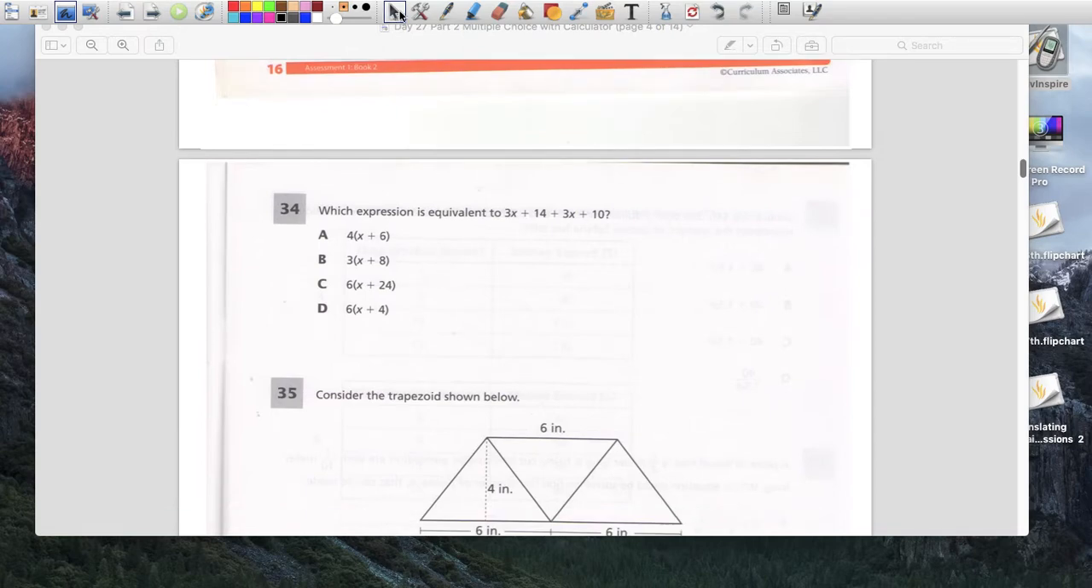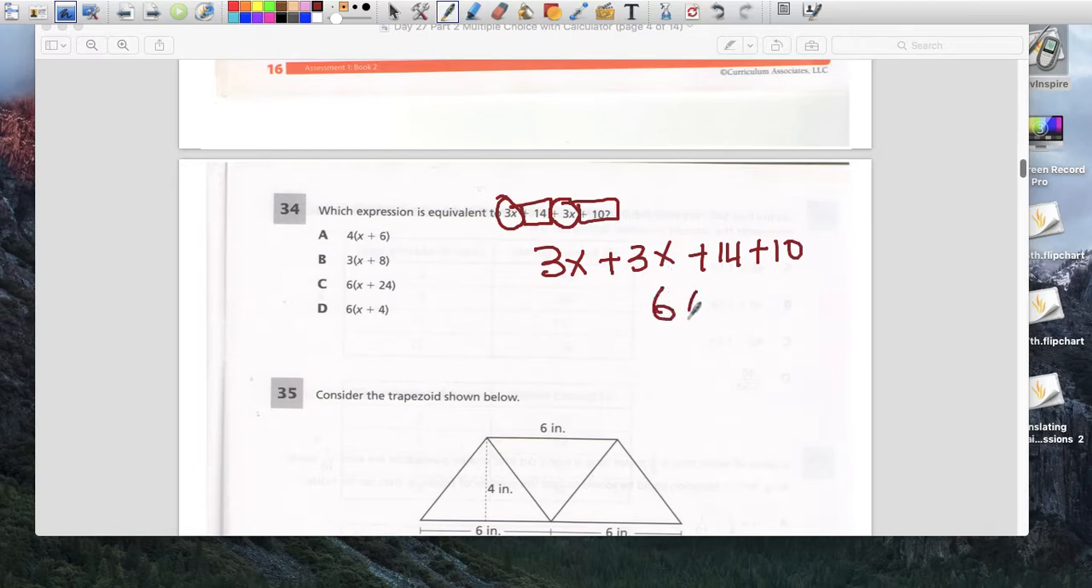34, which expression is equivalent? So let's see, what I can do here to make this expression a little smaller is combine like terms. So I have 3x, 3x. Remember, circle the 3x with the sign preceding it, and then 14 and 10. So I can put the like terms together, and then combine them. So 3x plus 3x is 6x. 14 plus 10 is 24. So this is a little simpler version of that expression.